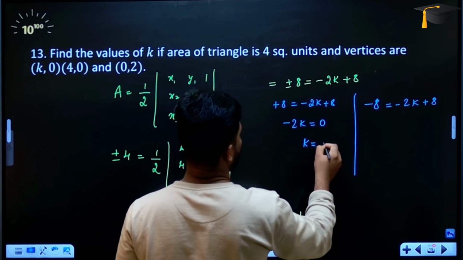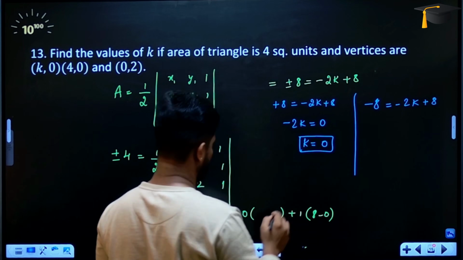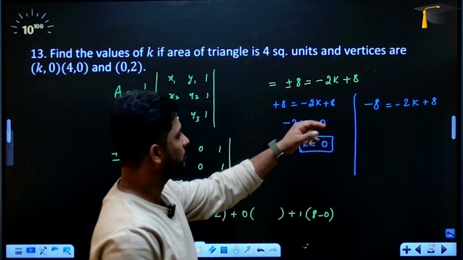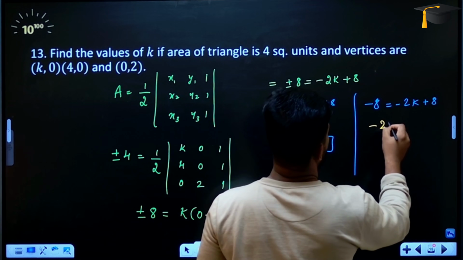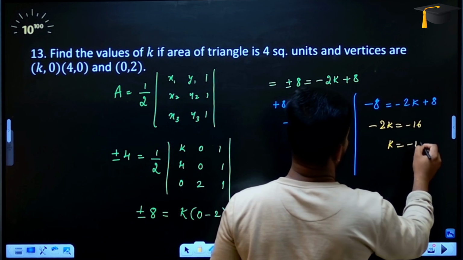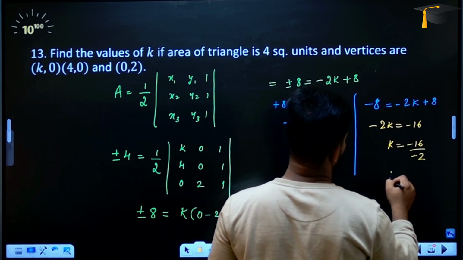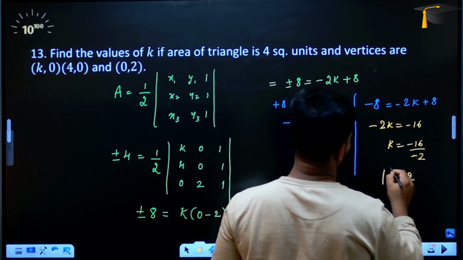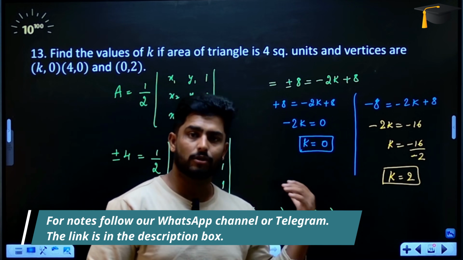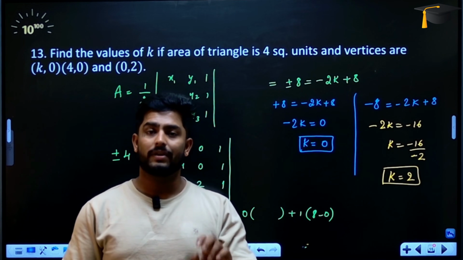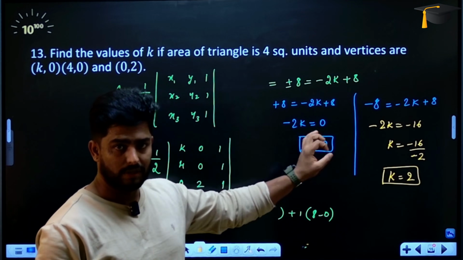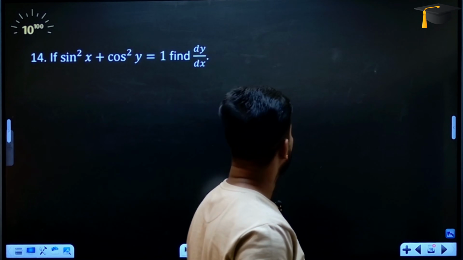So one value of k we got, that is k value is 0, children. Okay, so now the other side of k is very simple. So minus 2k is equal to minus 16, right? So k value is equal to minus 16 by minus 2. So k value is what? It is 2. So always remember this. Whenever they ask you to find a k value by giving area, you always end up getting two values of k. Okay, so that's all for this. You will get 2 marks.